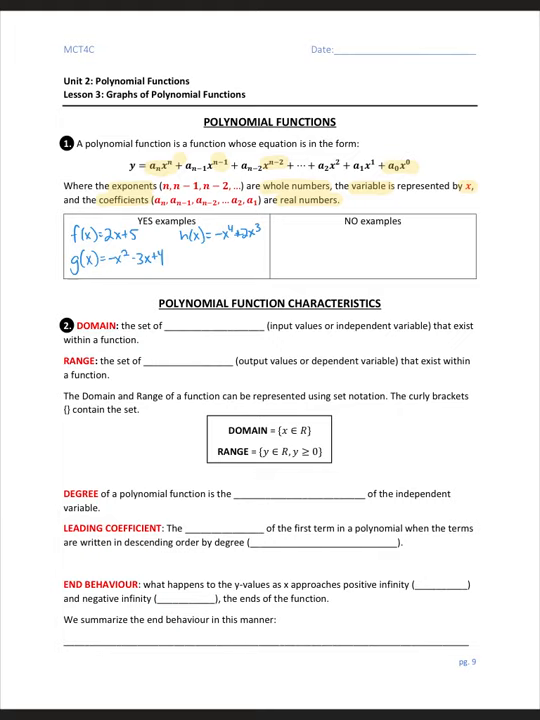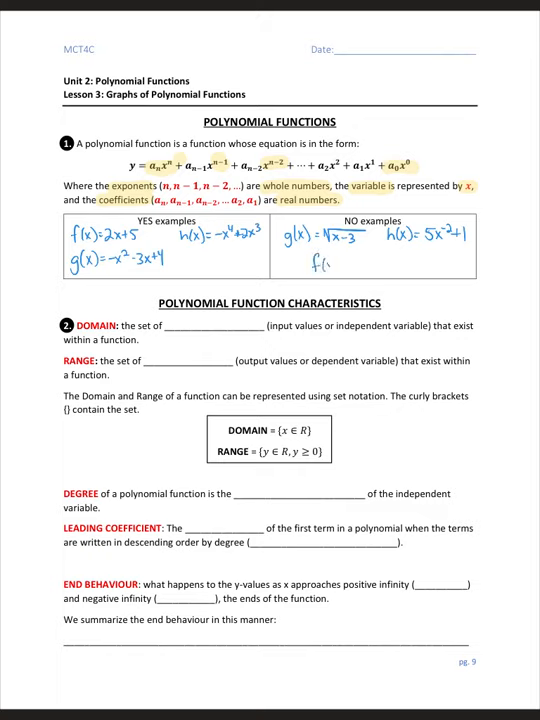Some examples that would not be polynomial functions. Okay, we can't have a square root in our polynomial function because this is really an exponent that's a fraction, so it's not a whole number exponent. We can't have a negative exponent. So if we had something like 5x to the negative 2 plus 1, we can't have that as a polynomial.